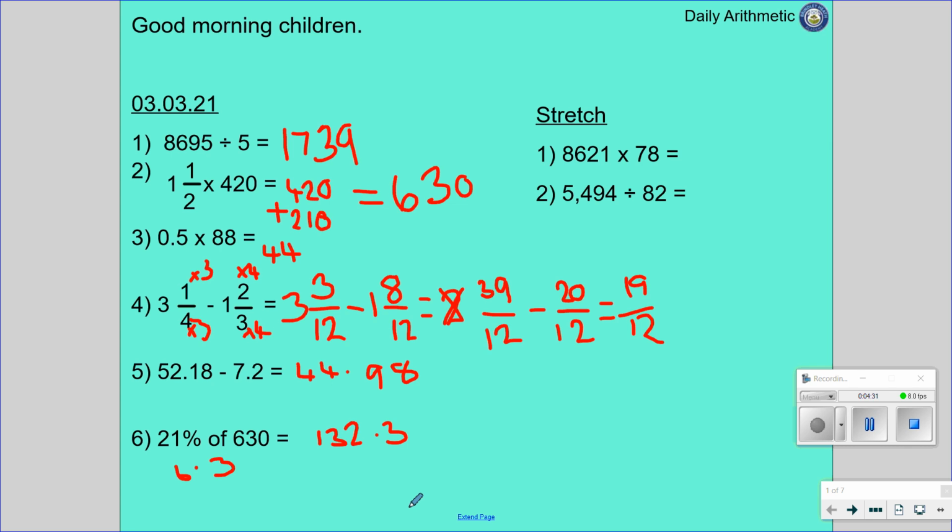Stretch questions. Question number 1, the answer we were looking for was 672,438. And question 2, the answer we were looking for was 67. Okay, massive well done if you got 8 out of 8 today, and a big well done if you got 6 out of 6 too.